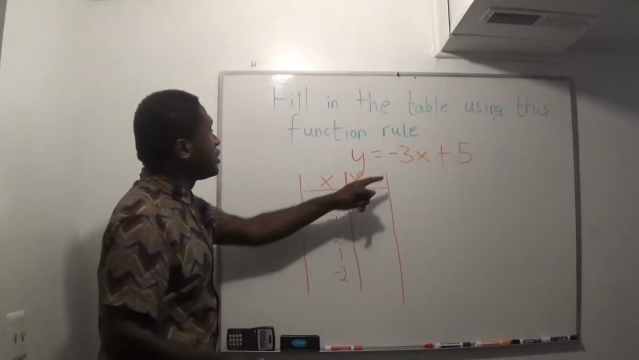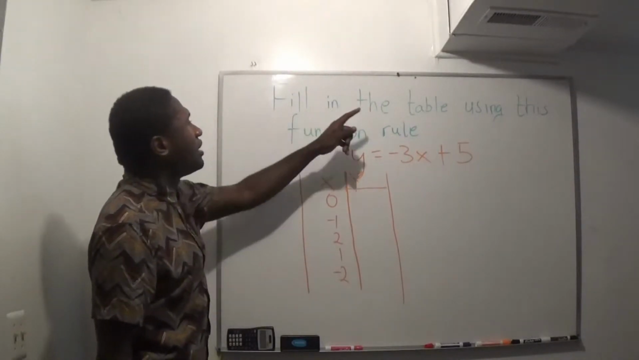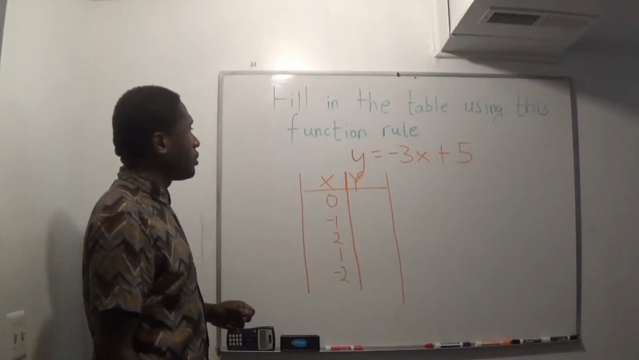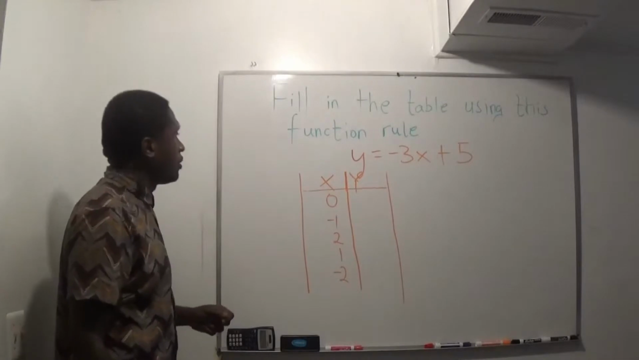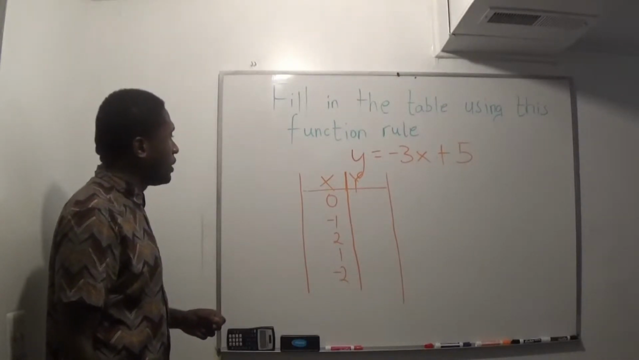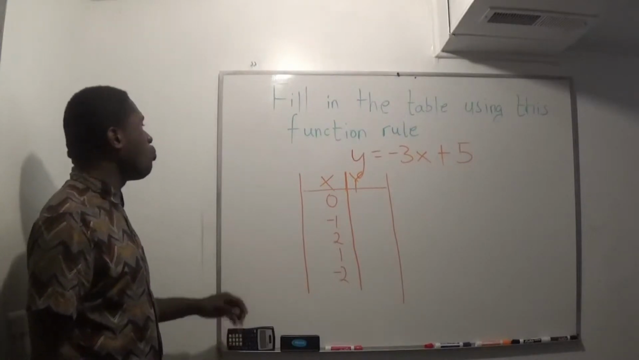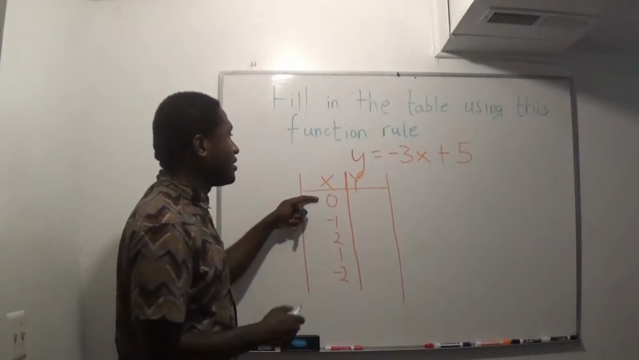I'm given an equation and a table, and I'm being asked to fill in the table. Well, GeorgeWay showed me, or he told me, that when I have a question like this, I have to do one at a time. So for the first one, I'm given x.